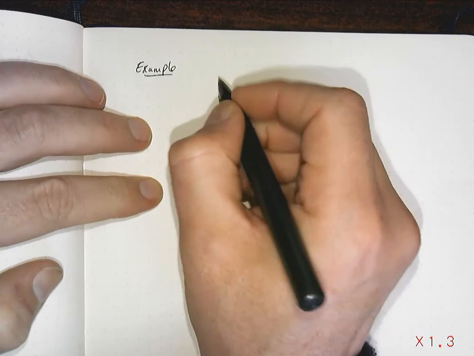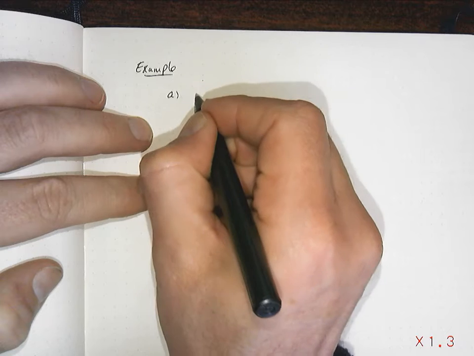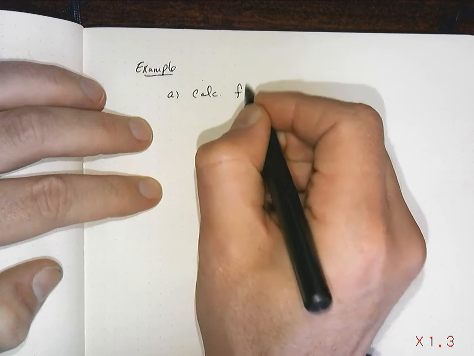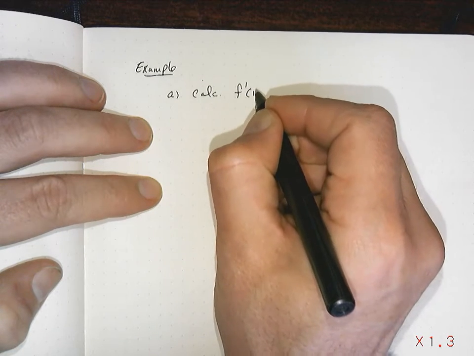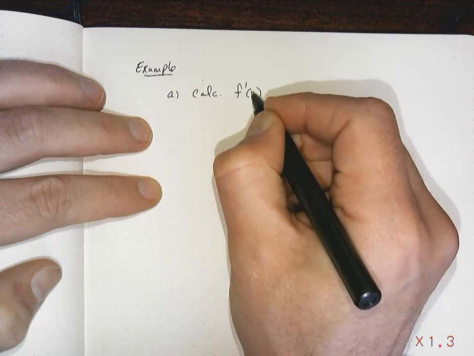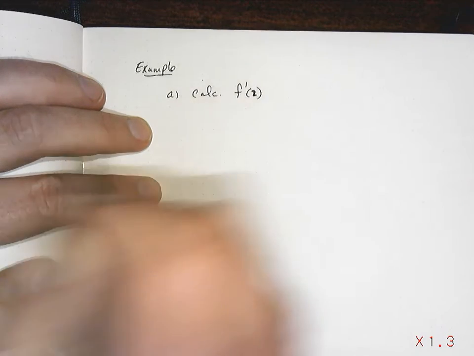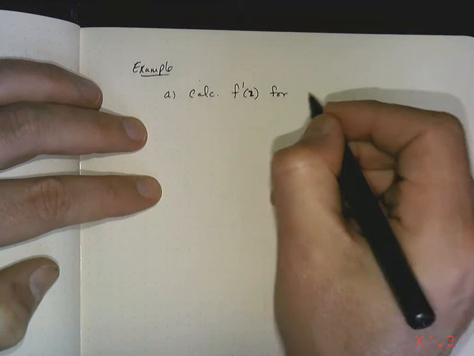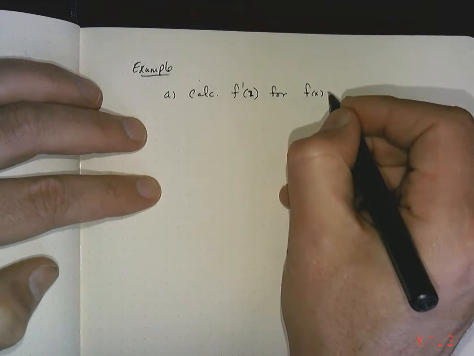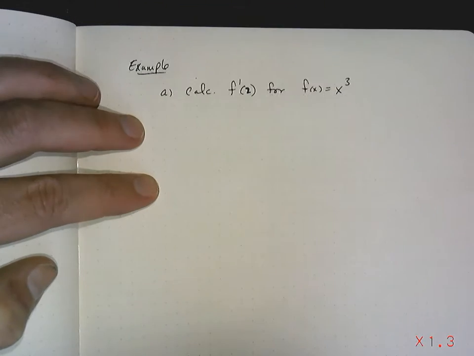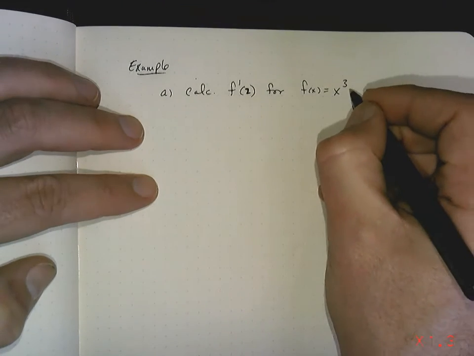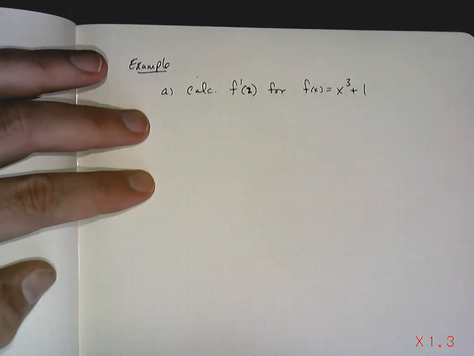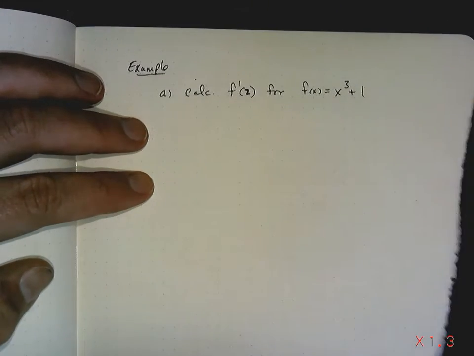Let's calculate f prime of 1. Well, let's stop with 1. Let's make it 2 this time, just for fun. f prime of 2 for a new function. How about f of x equals x cubed? Or let's make it more interesting, x cubed plus 1. I don't know. I'm making things up as I go.